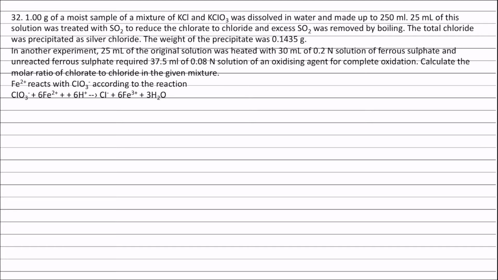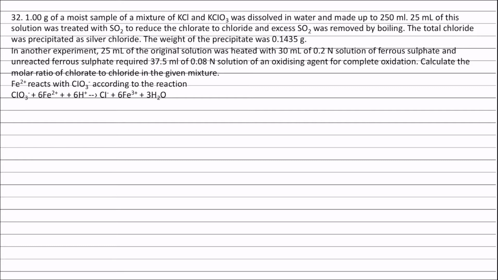of ferrous sulphate, and unreacted ferrous sulphate required 37.5 milliliter of 0.08 N solution of an oxidizing agent for complete oxidation. Calculate the molar ratio of chlorate to chloride in the given mixture.